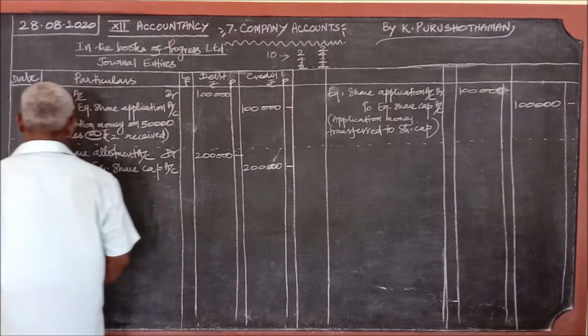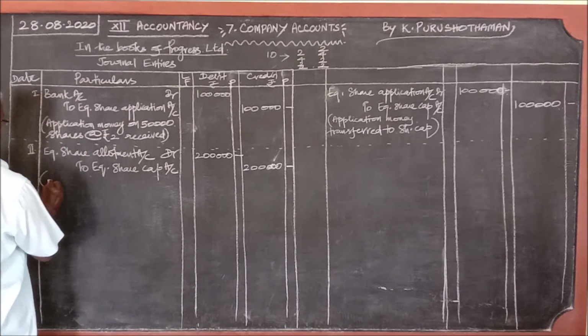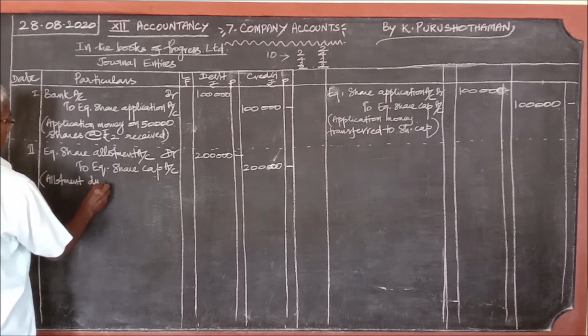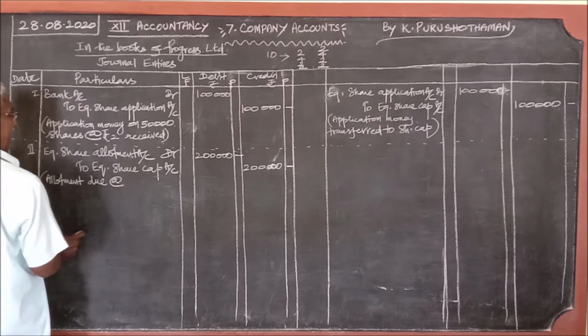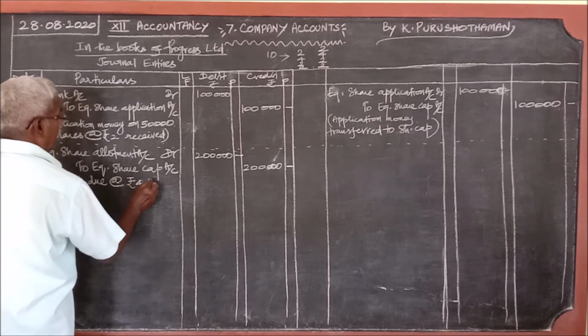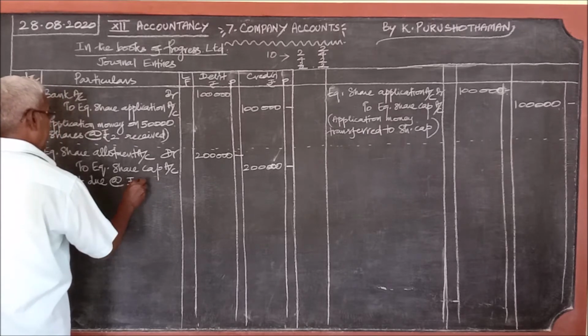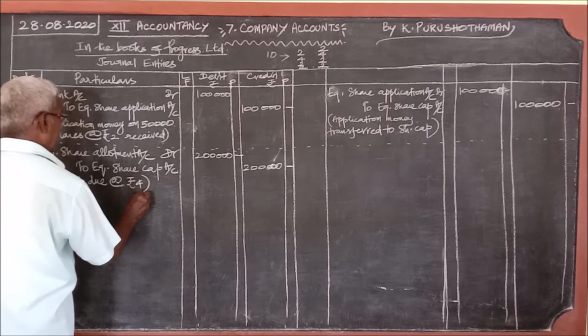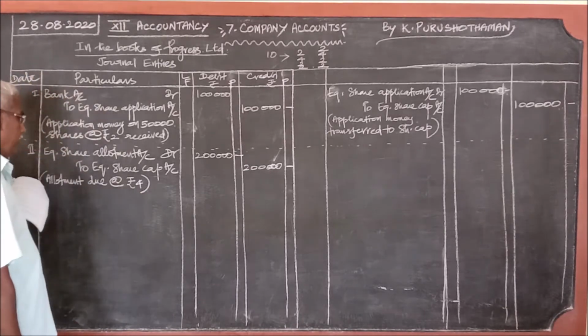What should be the narration? Allotment money due at the rate of rupees 4.